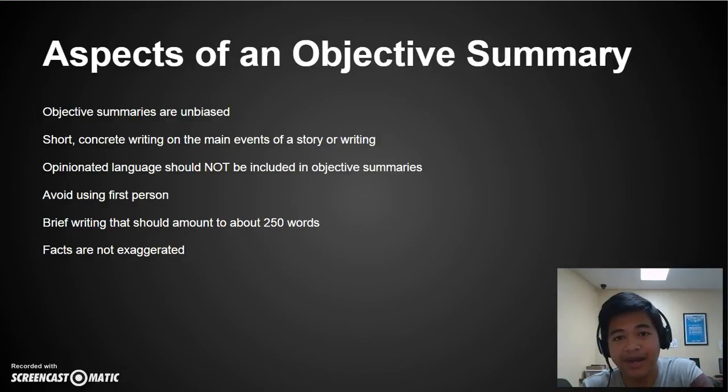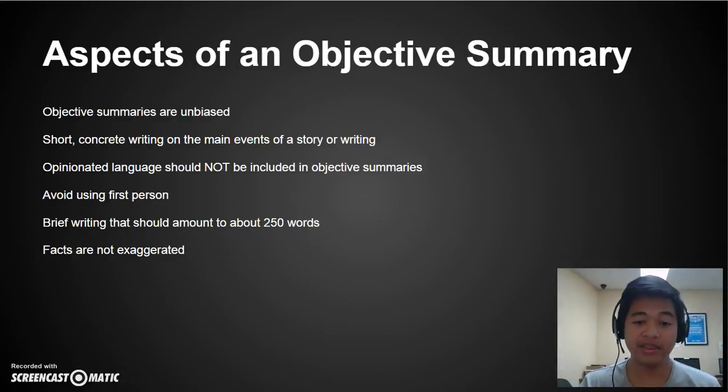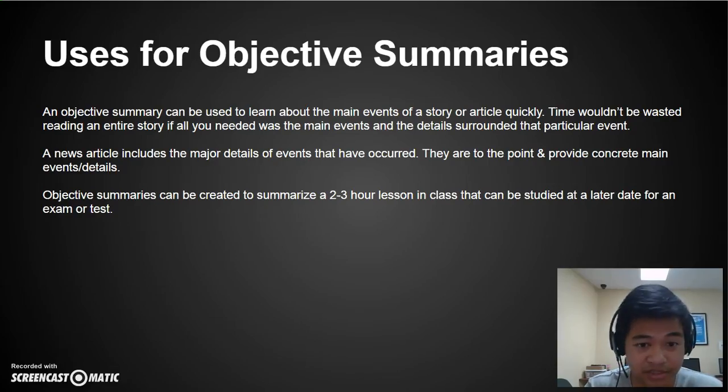You want to keep it unbiased. That's one of the aspects of an objective summary. Kind of branching off from being unbiased, you want to not include opinionated language, and you want to avoid using first person to make it sound less about yourself. And it's a short and concrete writing about the main events of a story or a writing. You want to keep it brief, about 250 words, and of course you want to leave out any exaggeration within the language that you're using in your writing.